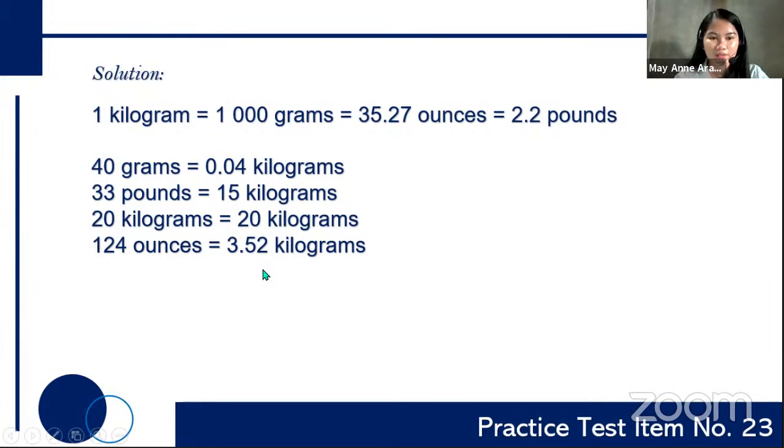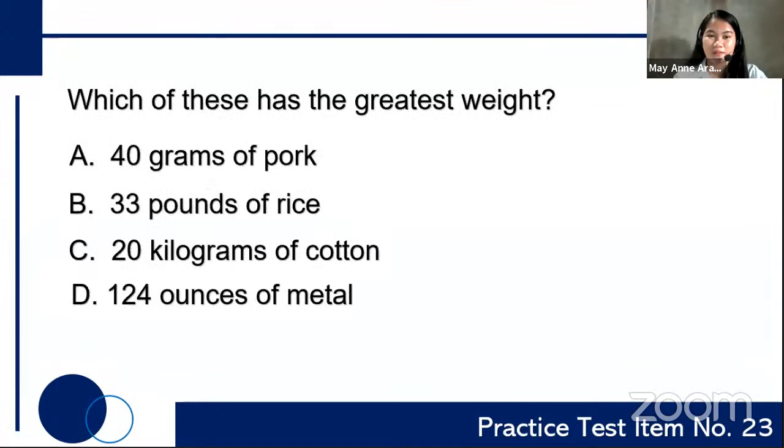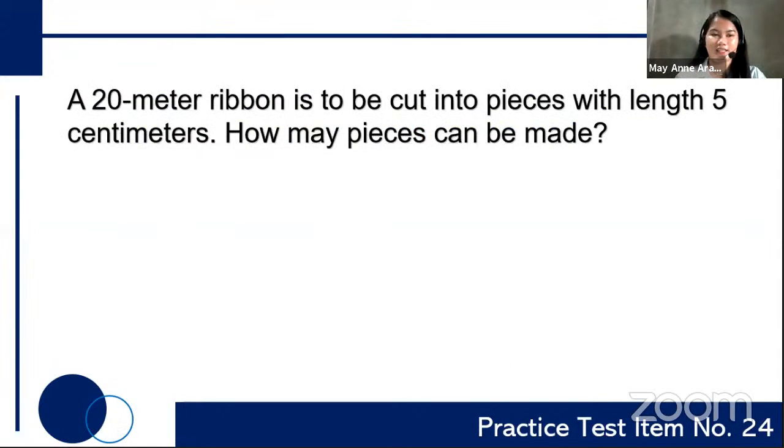Oh, now, convert, ano nangyari? O, alin lang pinakamalaki? Yung letter C pa rin. Yung cotton. Although, pag titingnan lang natin yung item, pero yung sa amount niya, 20 kilograms. So, the answer is letter C.